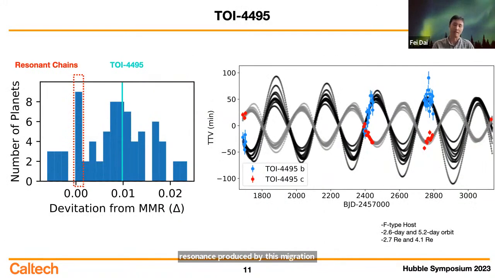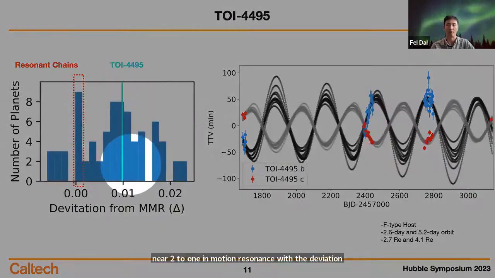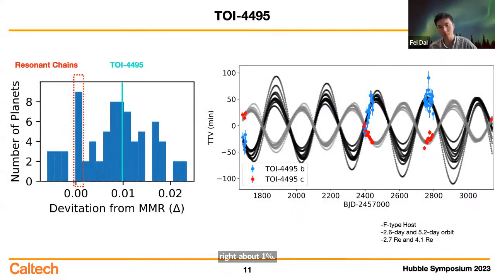All right, with that as context, I present a new adolescent planetary system discovered by TESS, which may be halfway through that dynamical evolution pathway. So TOI-4495 is a late F star with 2 transiting planets with orbital periods of 2.6 days and 5.2 days. The period ratio is near the 2:1 mean motion resonance with a deviation right about 1%. So right in the middle of the histogram here.